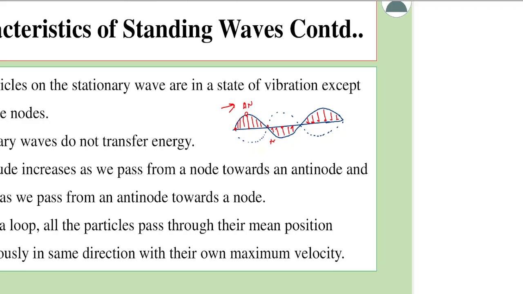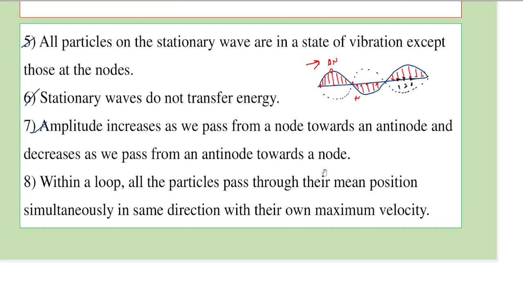But if you look at a particle somewhere here, we'll call it particle 1, and a particle 2, and a particle 3. If we look at these 3 particles, particle 3 has a greater distance to cover before reaching the mean position, so particle 3 should have a greater speed. Particle 2 covers less distance, so it will have lesser speed, which means each particle will cross the mean position simultaneously, but each particle will have its own maximum velocity. So these are some of the basic properties of stationary waves.